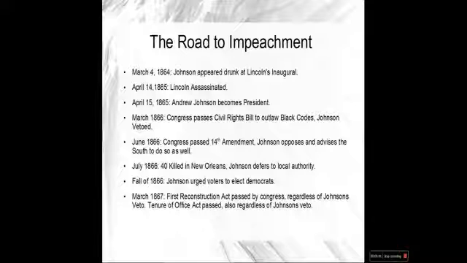March 1867. Congress passed the Tenure of Office Act. This act stated that without Senate approval, the President could not fire officials whom he had appointed with the advice and consent of the Senate. Johnson vetoed the bill, but it passed over his objections.